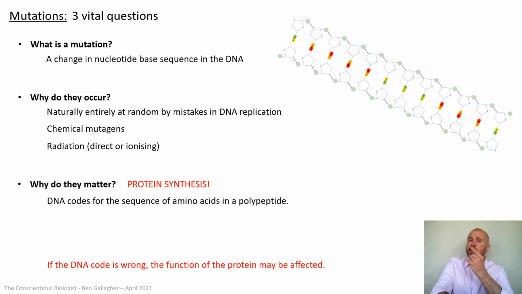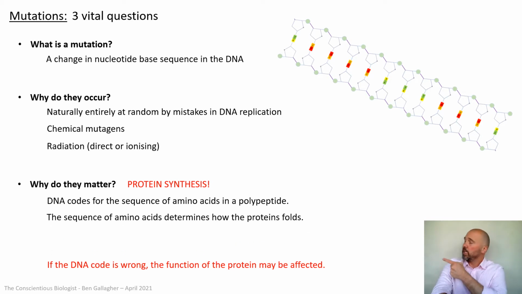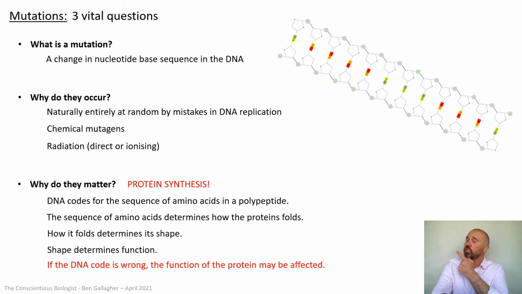Well, it's because DNA codes for the sequence of amino acids in a polypeptide. The sequence of amino acids determines how the protein folds. How it folds determines its shape, and its shape determines its function. That's why, if the DNA code is wrong, the first point, the function of the protein will be wrong. So this is a really, really important summary page of most of the information you need to know about proteins.